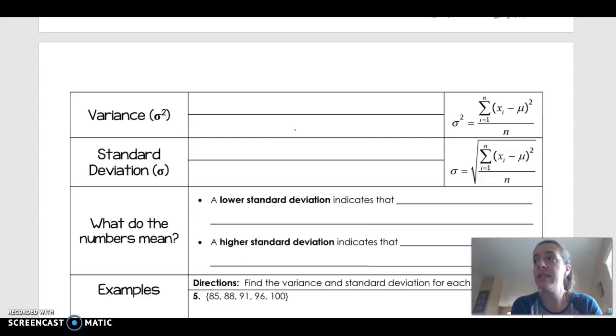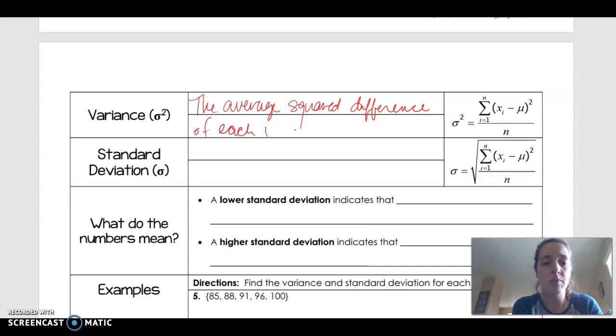So the variance is the average squared difference of each value to the mean.